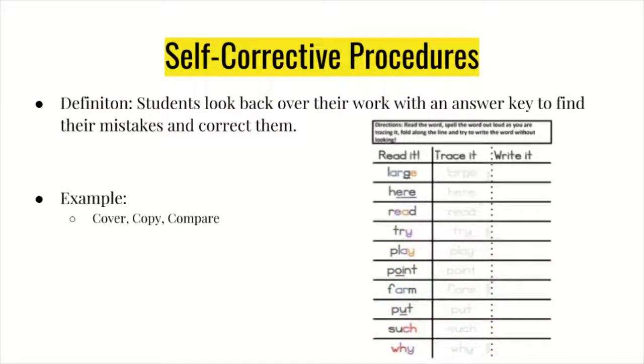Self-corrective is when the students look back over a word they are trying to spell with an answer key to find their mistakes and correct the word. A mechanism a teacher may use is cover, copy, and compare. For example, you as the teacher might have the student write their way of spelling the word large and then show them how the word is actually spelled. Then you as the teacher will have the student write the right way of writing the word large.